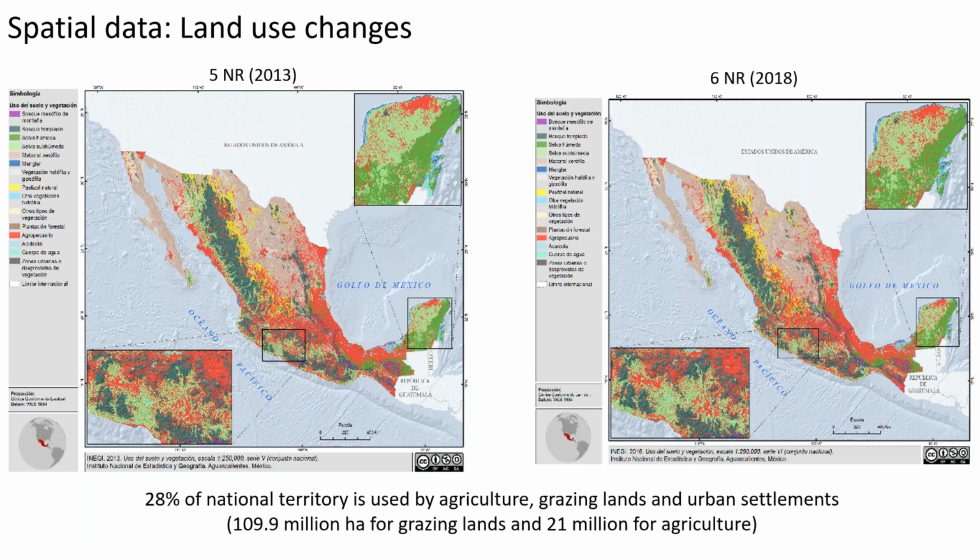And the zoom areas inside the map are just comparing the areas in the whole country with the highest increasing land use change by agriculture, grazing lands, urban settlements. And next slide, please.